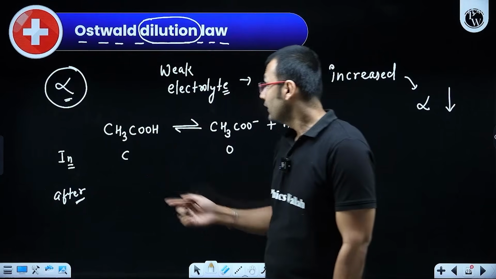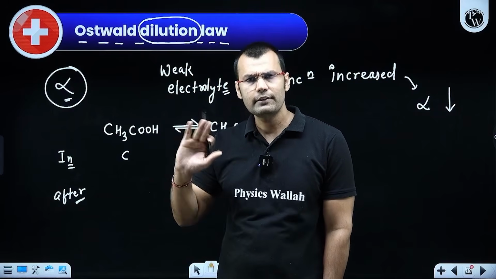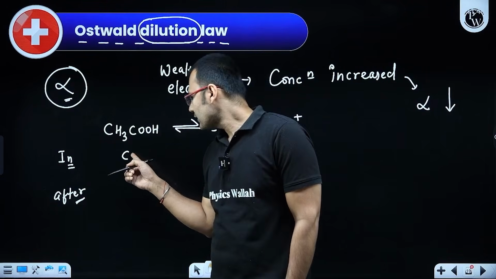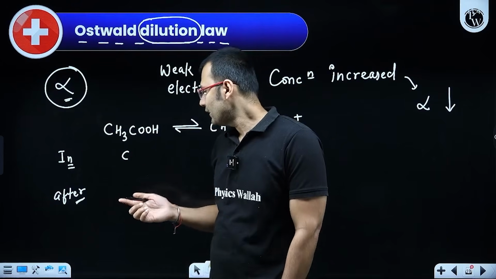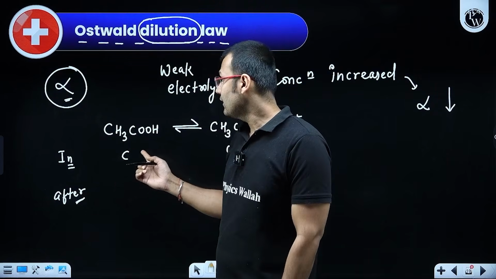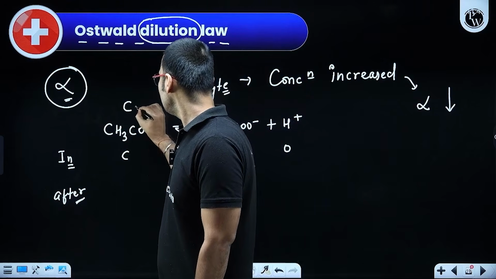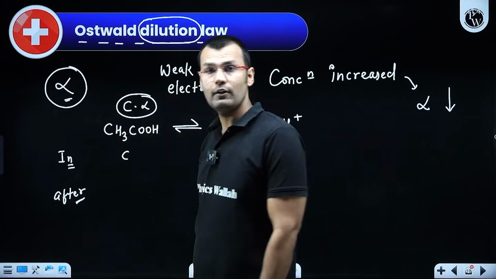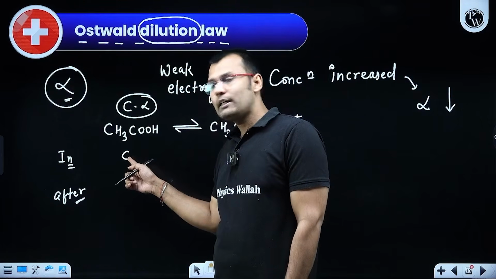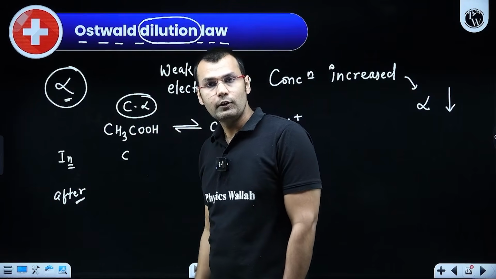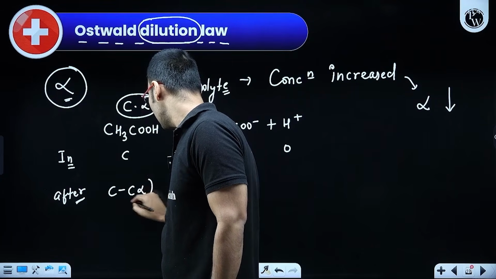Because I told you, the degree of dissociation tells you how much amount is getting dissociated. It is very simple: multiply your initial amount by the degree of dissociation, and that is your dissociated amount. Here, if the initial concentration is C and the degree of dissociation of acetic acid is alpha, then the dissociated amount will be C alpha. So C alpha part of your acetic acid will decompose. Initially it was C, so after dissociation the acetic acid will remain C minus C alpha.